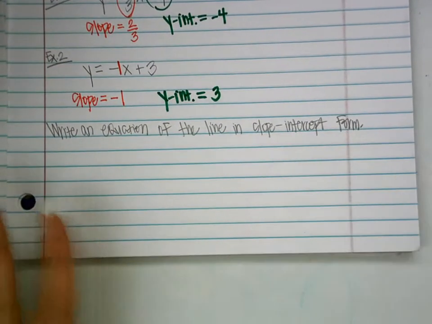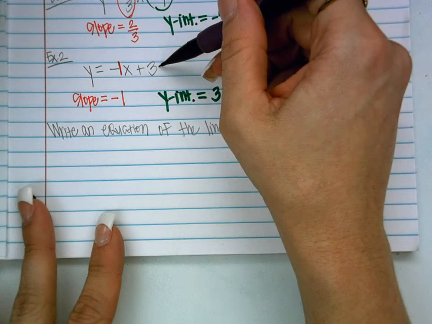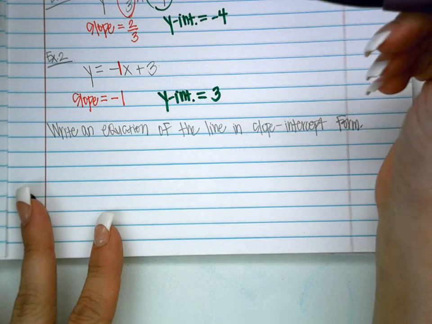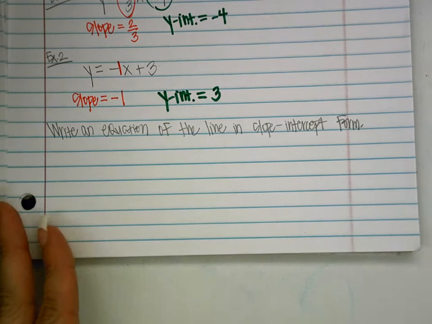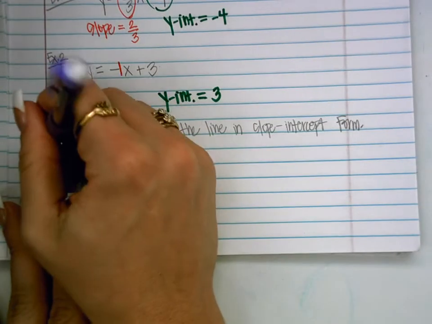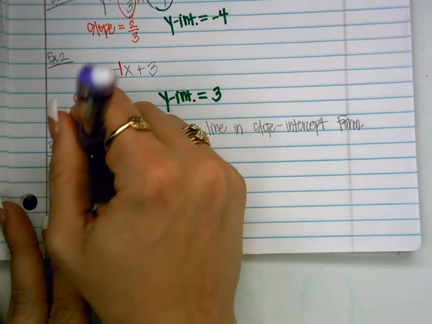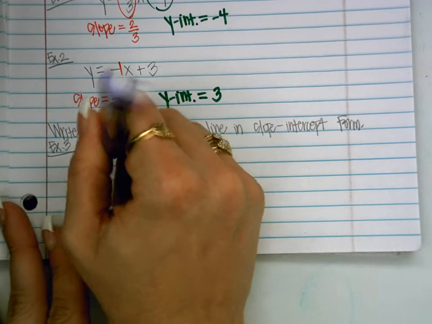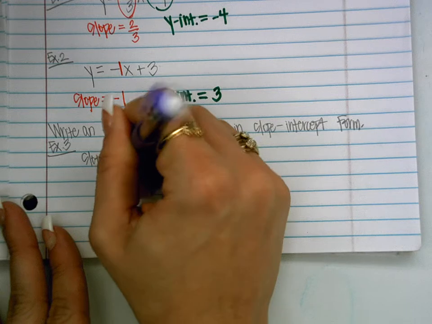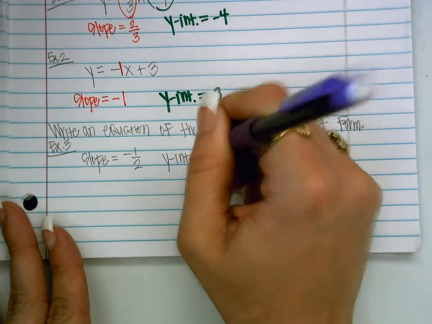So this time, we're going to go backwards. For the first part, I gave you the equation, and I asked you to write the slope and the y-intercept. Now we're going to go backwards. We're just going to plug into that equation. So I would like you to write the equation of a line, for number 3, given that the slope equals negative 1/2, and the y-intercept is 4.